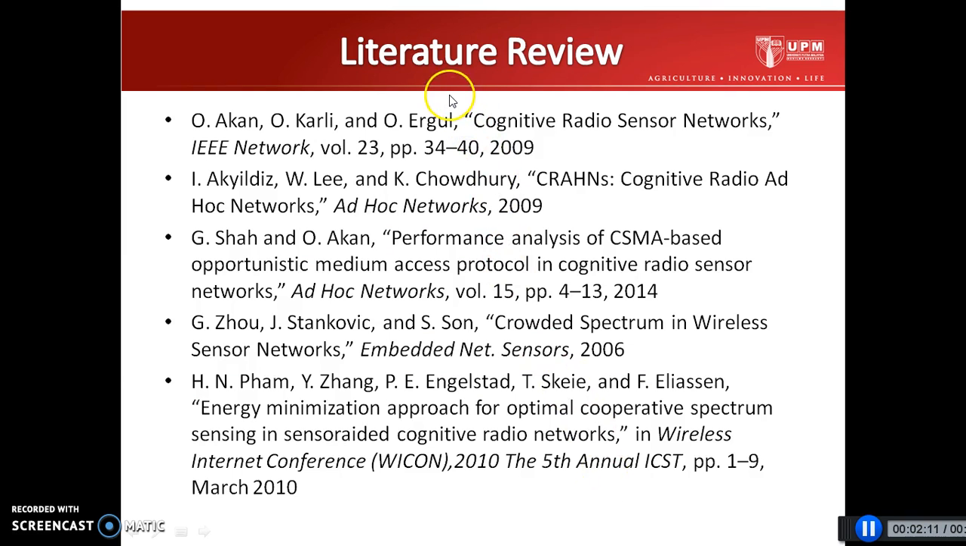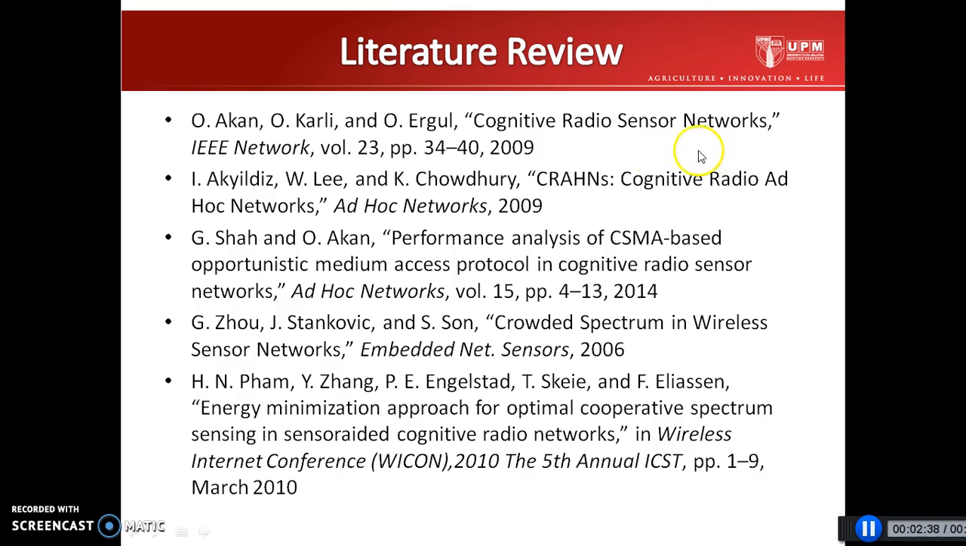Next, the literature review. As you can see, the first one is by Akan on the Cognitive Radio Sensor Network. It explains the general overview of CRSN, where it occupies the network for licensed and unlicensed spectrum bands using opportunistic communication. This paper focused more on spectrum efficiency, but it neglected the power consumption part.